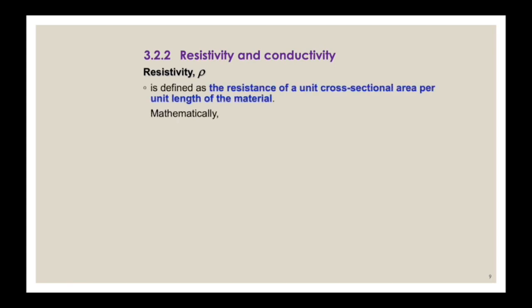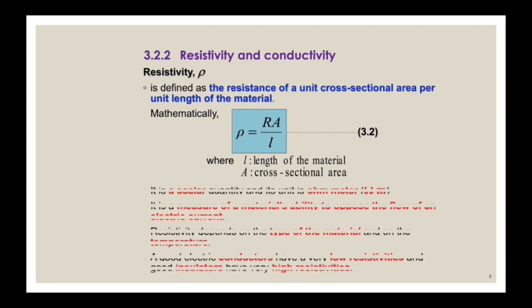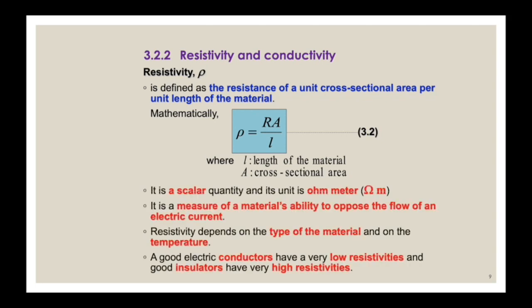Okay, what is resistivity? Resistivity is RA over L, where R is resistance, A is cross-sectional area, and L is the length of the material. It is a scalar quantity. When we derive the units from the formula, the unit of resistivity is ohm meter, because R is ohm and area over length is length. So you will get ohm meter.